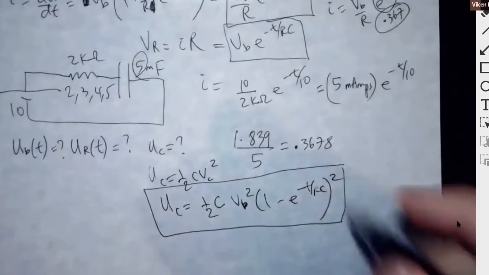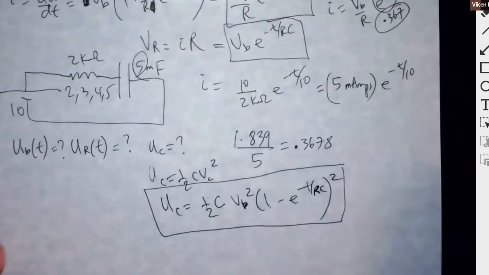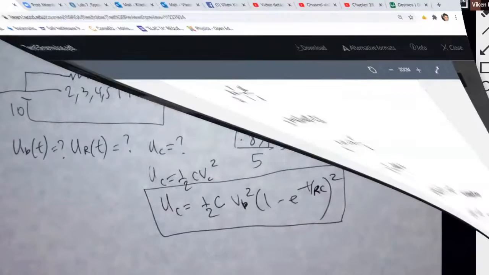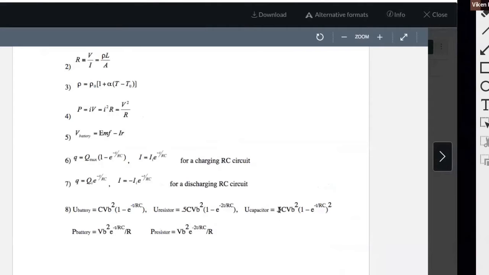Let's see, is that the equation that we have on the formula sheet? That's this one right here. Half CVB squared (1 minus e to the minus t over RC) squared. Okay, the next one we can calculate the energy of the battery. And then for the resistor, we can subtract these two to get the resistor.